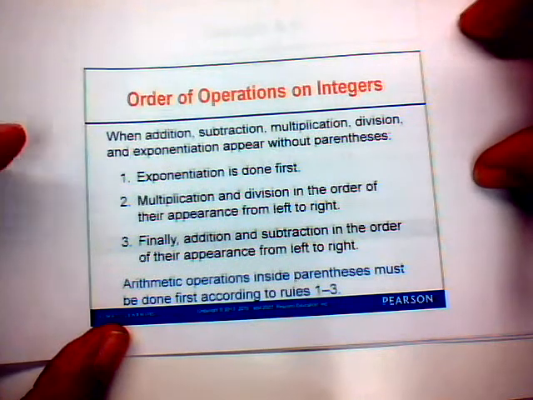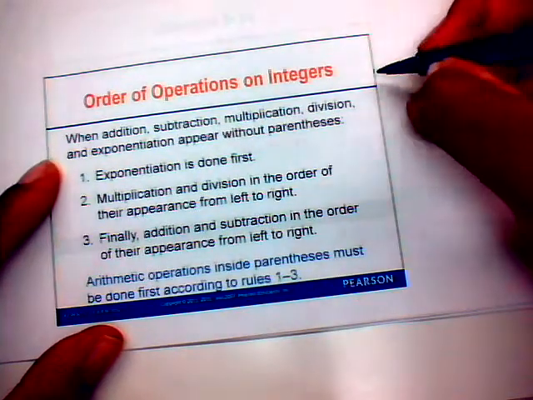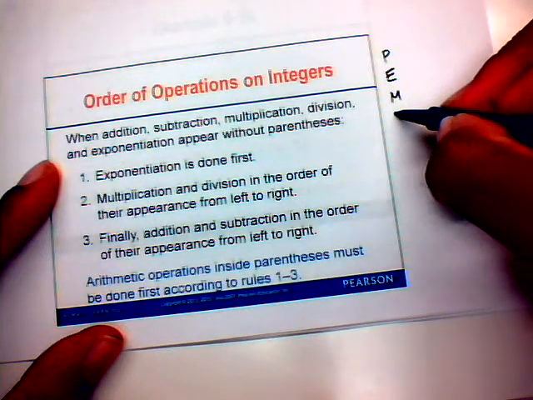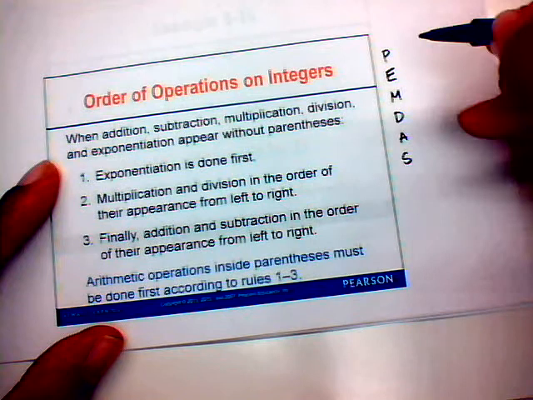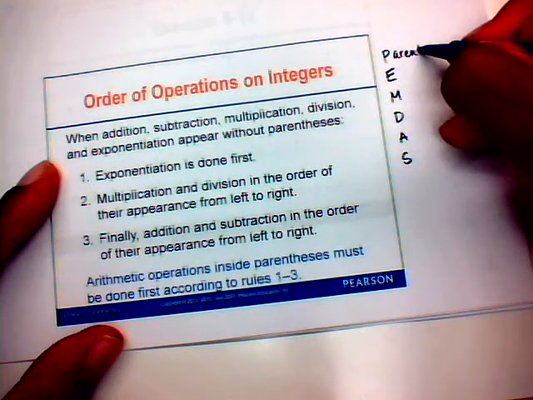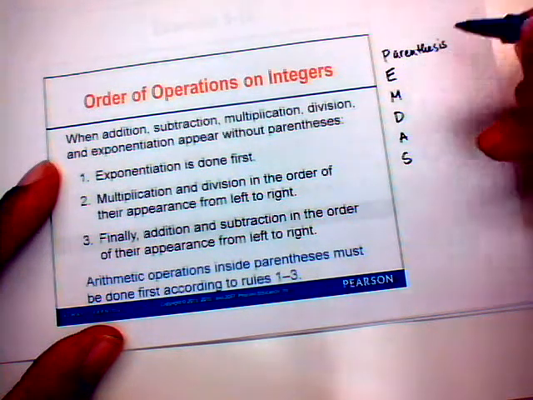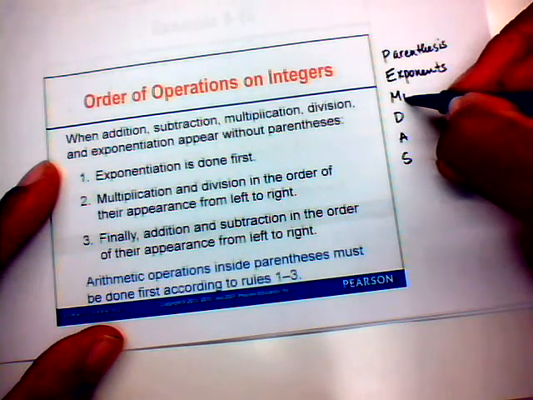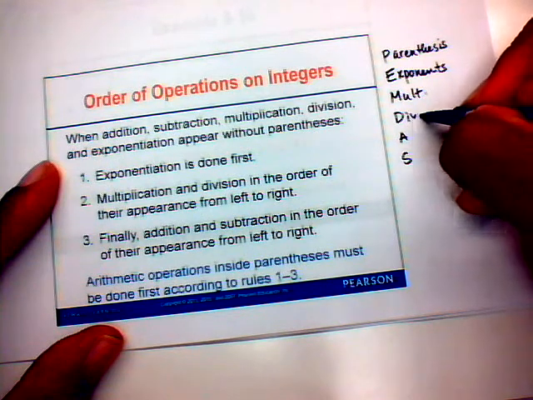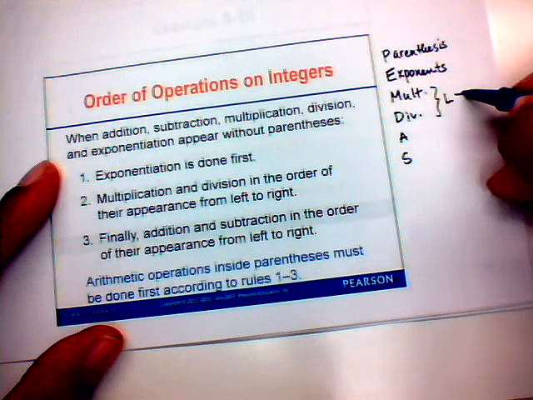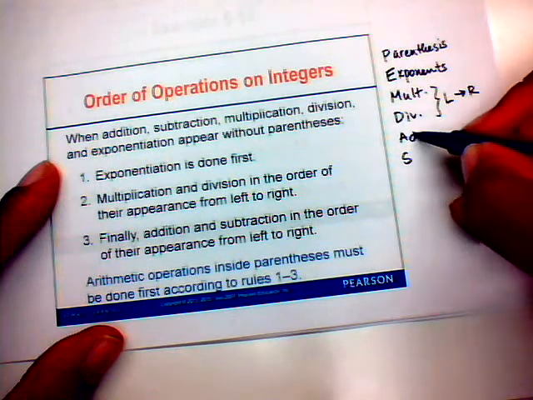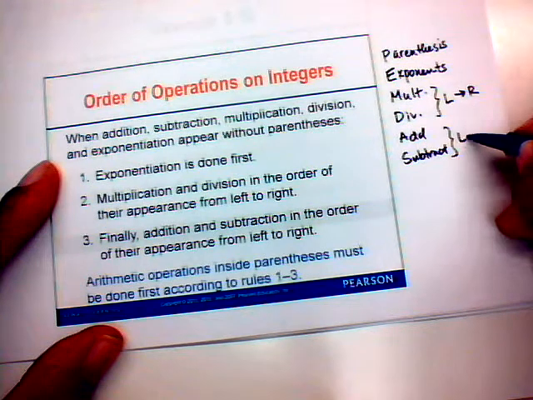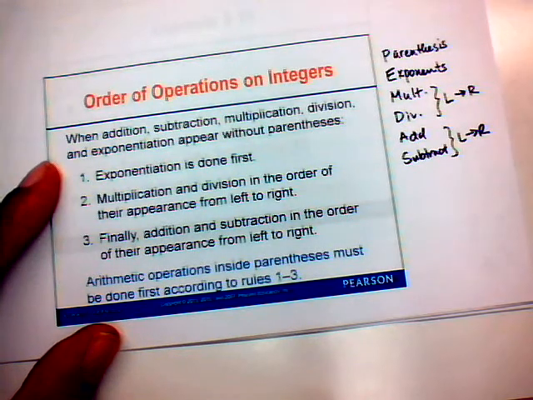So this is similar to the phrase, please excuse my dear Aunt Sally, if you recall. Because you first do the parentheses, and then the exponents, or exponentiation. Then you multiply and divide. That's in order from left to right. And then add and subtract in order from left to right.